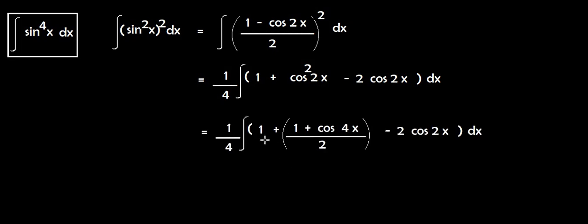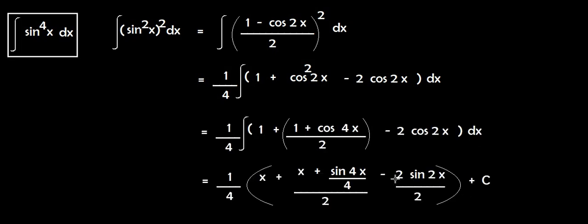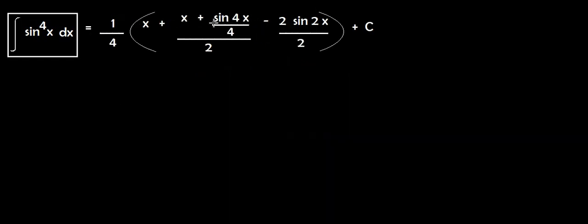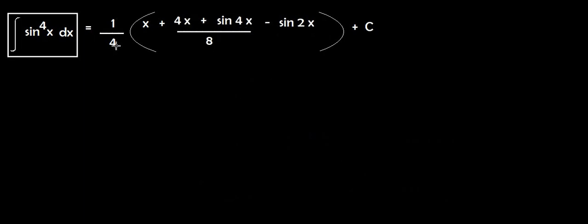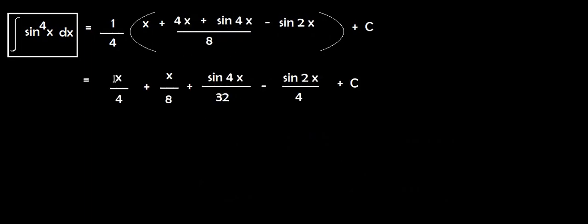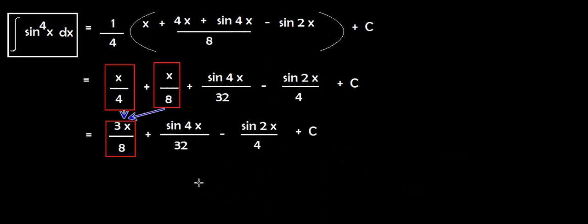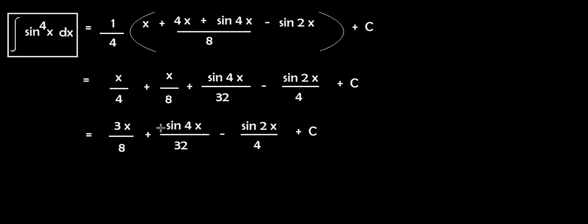You can integrate each term separately. Now you can figure out the solution by evaluating this expression. Let me clear the area. You can cancel out 2 here. You can take the LCM in this numerator. You can multiply 1 by 4 in the inner bracket. Now you can solve these 2 terms as a single. The rest remains the same. This is the final answer of our integral.